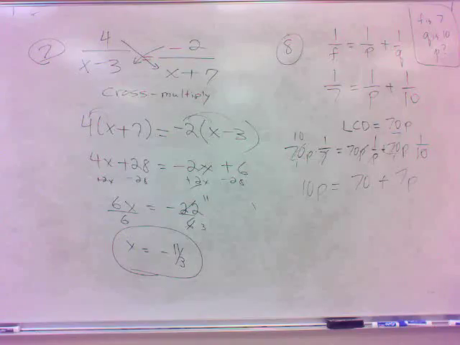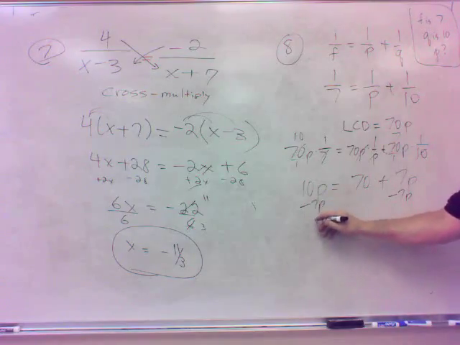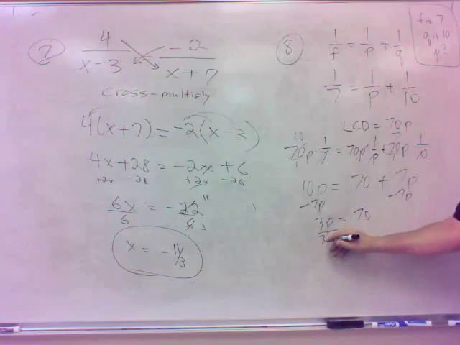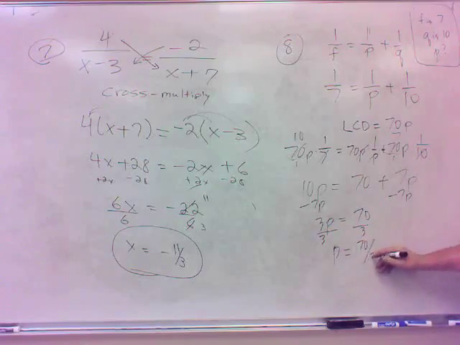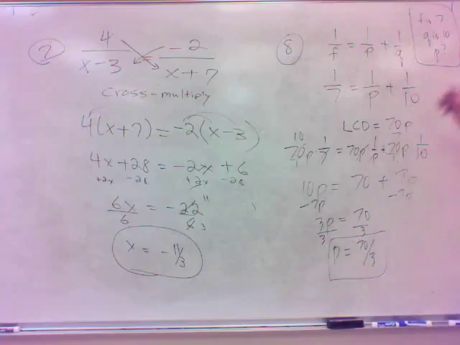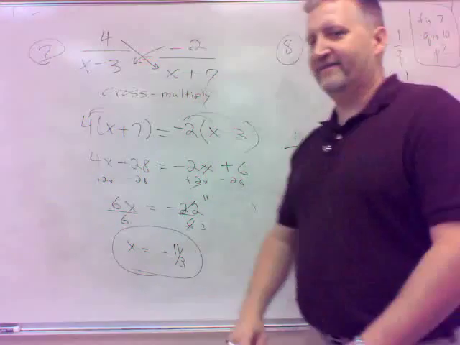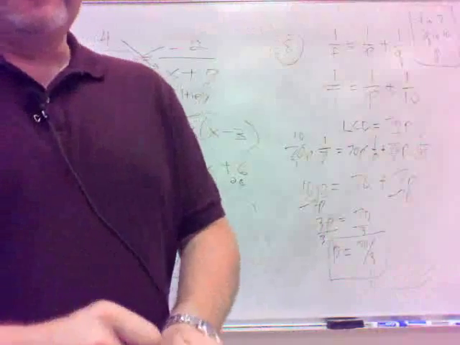Yep. Nice equation. Just solve for p. Subtract 7p. 3p here equals 70. Divide by 3. P equals 70 divided by 3. How about that? All right. So a little bit of some of the stuff we did.